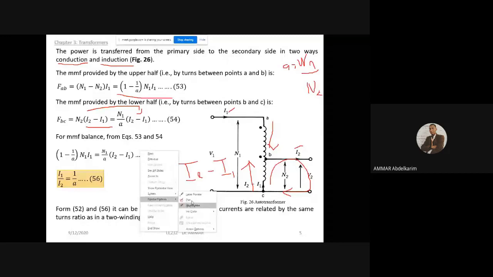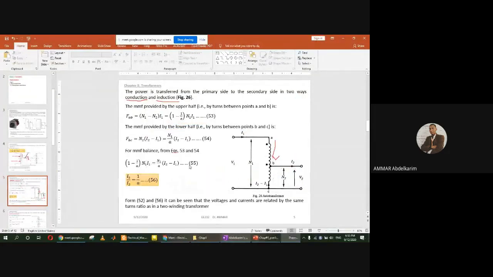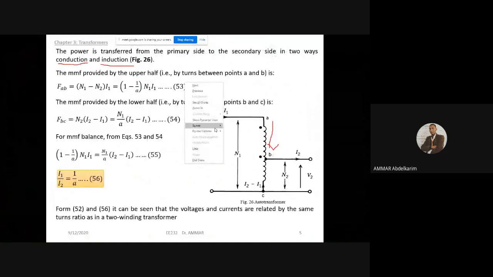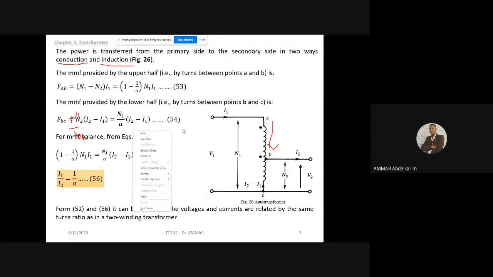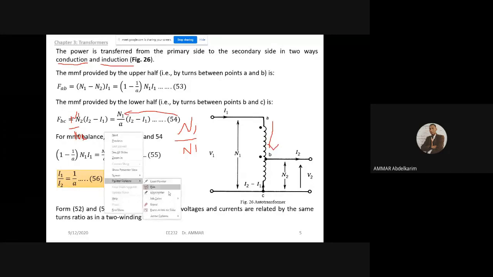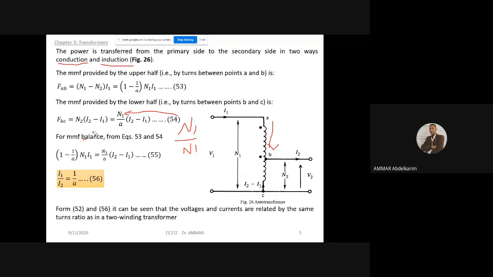I think they multiplied it by N1 over N1. So when we multiply by N1 over N1, we are doing nothing, because N1 over N1 equals 1, of course. But N2 over N1 became 1 over A, and we still have N1. So they multiplied it by N1 over N1, and we get N1 over A. So why are we doing this? Just to get to this expression.